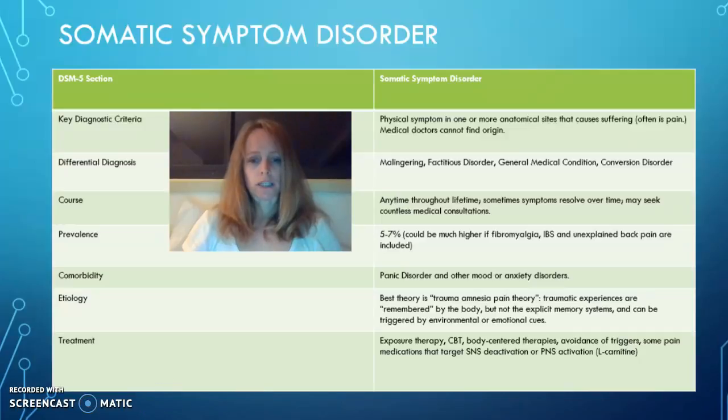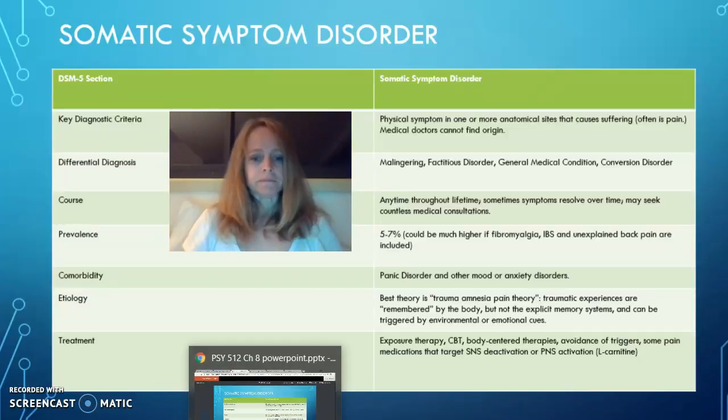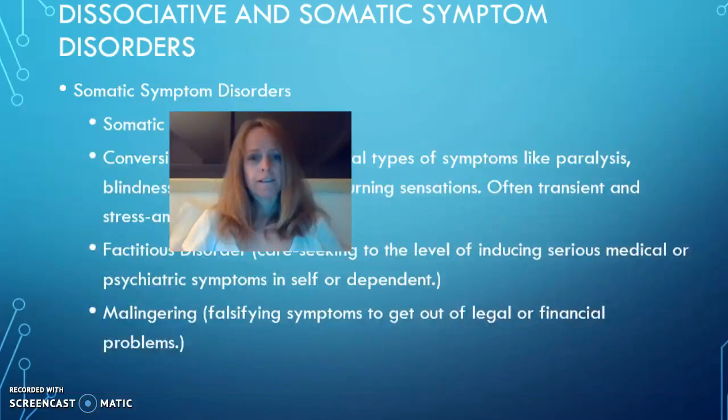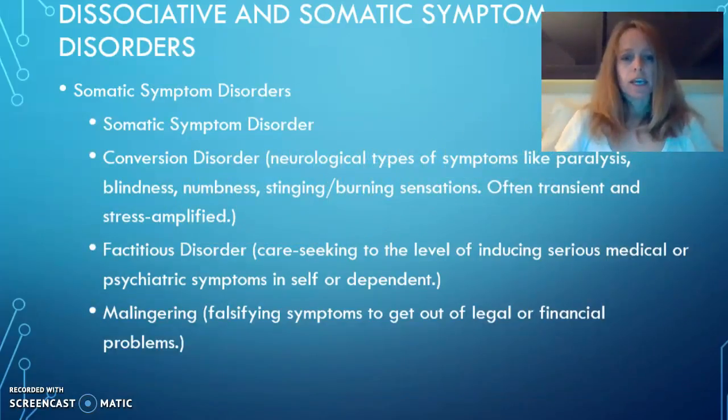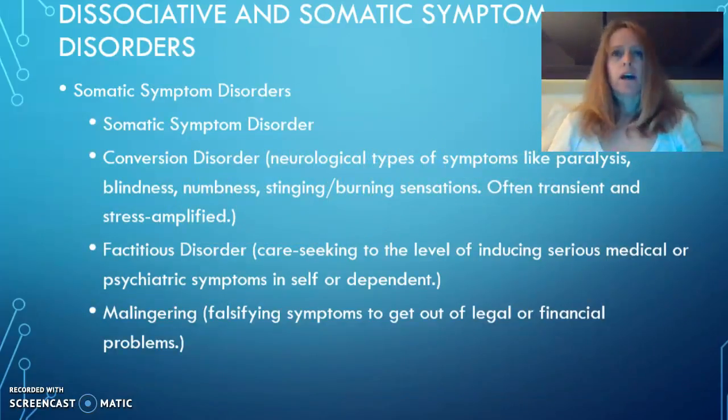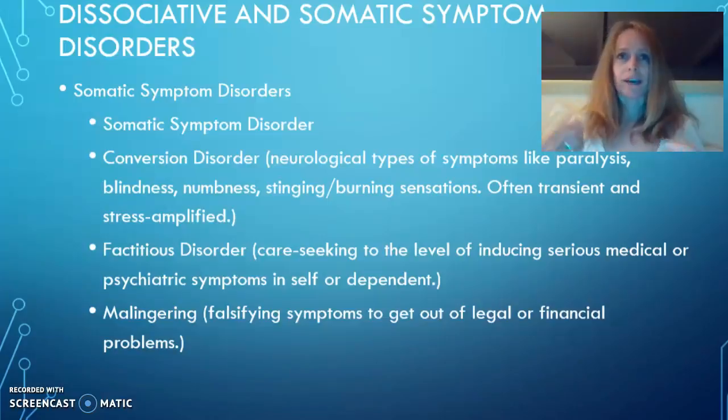Okay, so we're going to now talk a little about conversion disorder. Let me move to that slide. This is similar in some ways to somatic symptom because it tends to be somatic, but it's very neurological, the types of symptoms that occur. So really typical ones are blindness, if you can imagine, paralysis, numbness, stinging, and burning, because these are things that are typical of nerves.